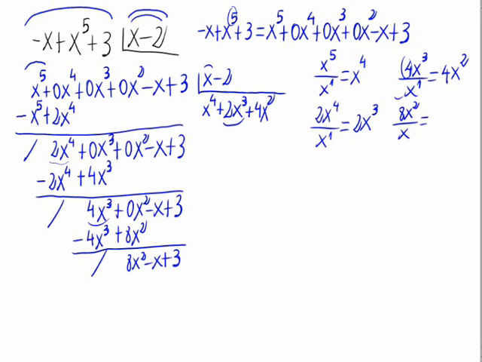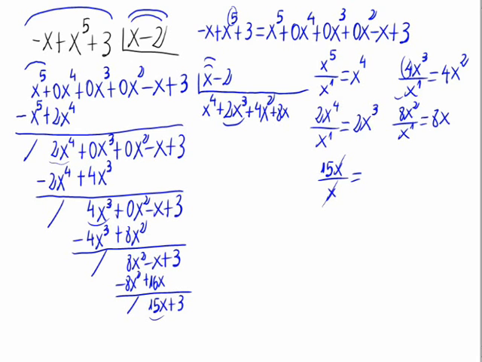Let's repeat the step again. 8x squared divided by x would be 8 times x, and multiplying this by the divisor we would have 8x times minus 2 is minus 16x, and now 8x times x is 8x squared. Changing sign, we'll have minus 8x squared, and that would be 0, plus 16x, and this would be a new polynomial, 15x plus 3. Dividing it again, we will have 15x divided by x is 15, so 15 times minus 2 is minus 30, and 15 times x is 15x. Changing the sign, we will have minus 15x, that is 0, and plus 30.